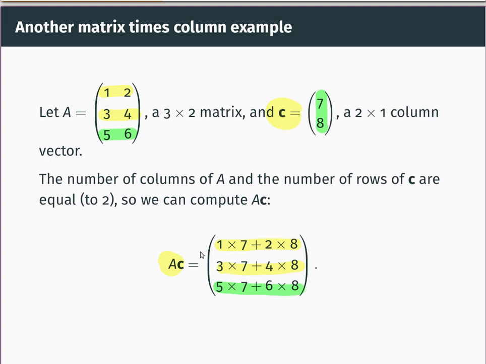Okay, I wanted to do this example specifically to point out that the size of A times C is not always the same as the size of C. In fact, A times C is a column vector, and the height of the column vector is the same as the number of rows in the matrix A you started off with.